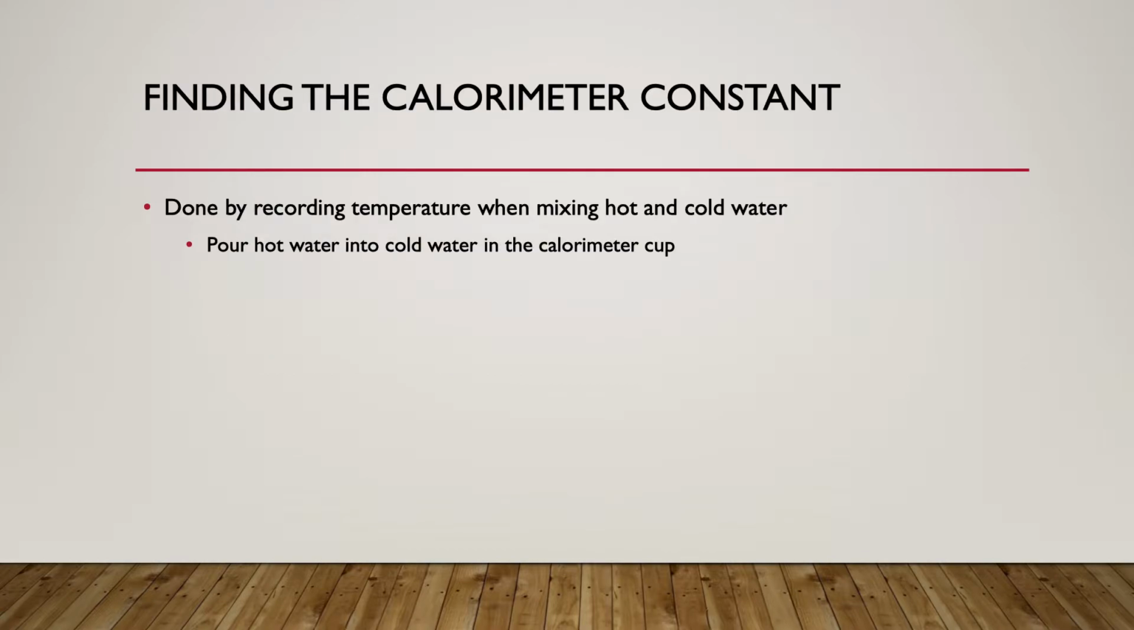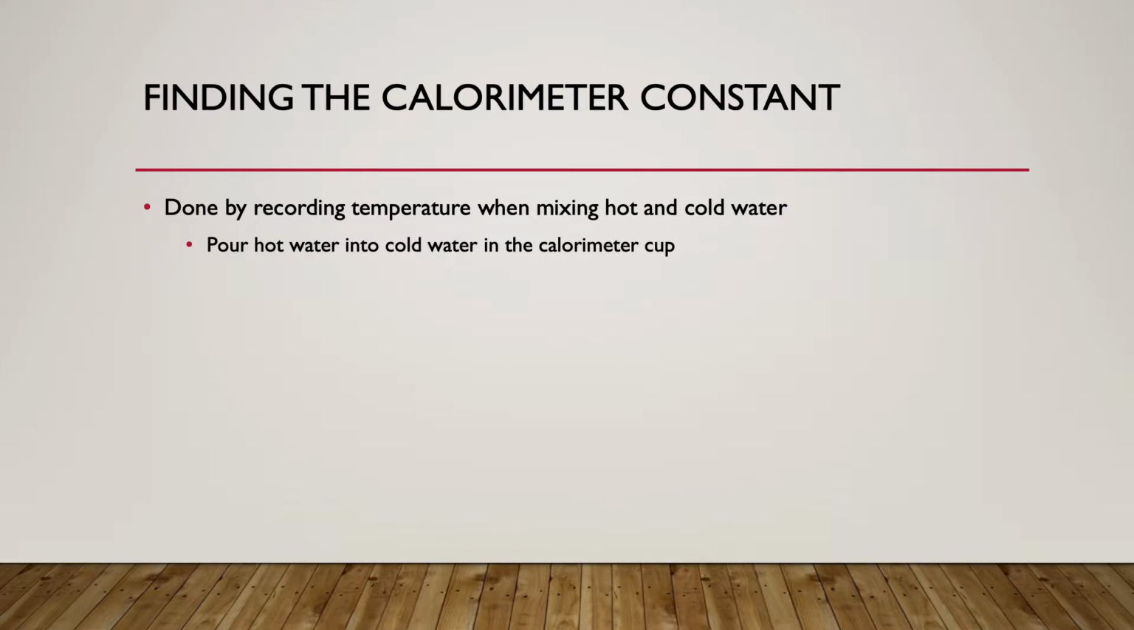So for the calorimeter constant part, what you're going to be doing from an experimental standpoint is really just mixing hot and cold water. Typically you're going to take some water, probably just in a beaker, and heat it up. Just on a hot plate is fine. It doesn't have to be a Bunsen burner or anything crazy. And it doesn't have to get really hot. You don't have to get it boiling. Even if it's like 40 degrees Celsius or so, that's plenty hot. We just want to get the water well above room temperature.